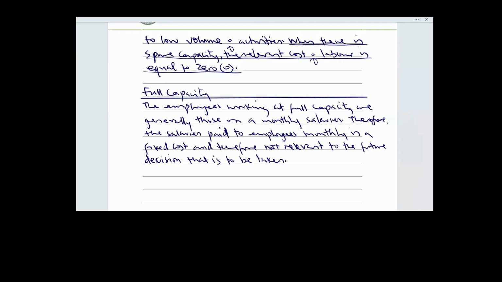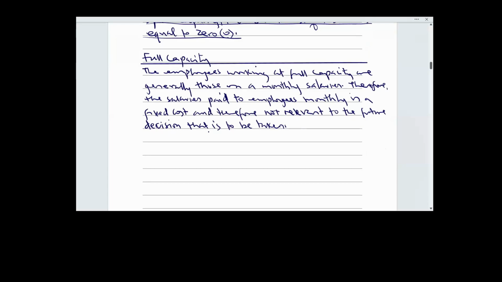Okay, so just like you are working for an organization or for a company and you earn salary on a monthly basis. The salary that you earn in the business is fixed in nature because every month it is the same amount you are earning. Therefore, your salary is irrelevant cost. The salary you earn is irrelevant cost because it will not change anything as per the future decision that you want to take, because you are working at full capacity. So the salary that is being paid to you is not part of cost that should be considered as relevant.